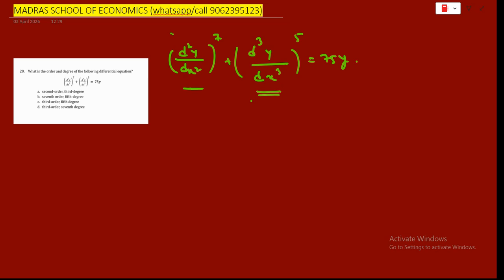So look at our options. Second order, no, that's too weak. Option B says seventh order, no, the power is 7, not the order, so this is also wrong. Now option C, this is the third order, fifth degree, bingo, that's our winner. And option D says third order, seventh degree. Nice try, but you looked at the wrong exponent, so this is also wrong. So the final answer for this question will be option C.